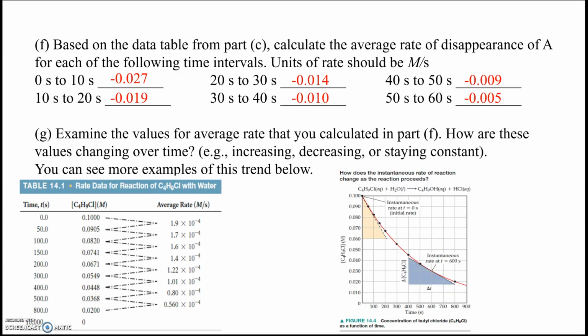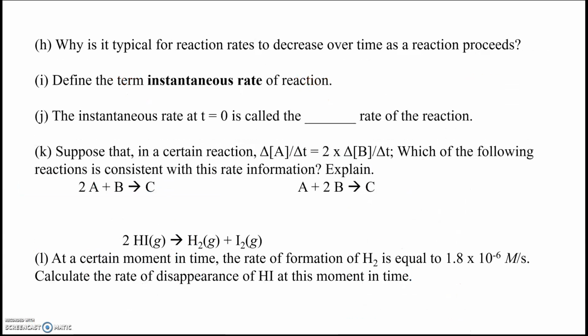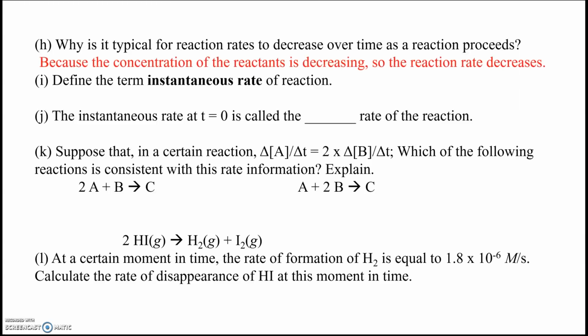All right? So we want to examine the values for average rates that we calculated in part F. How are they changing over time? Are they increasing, decreasing, or staying constant? You can clearly see that these are decreasing. All right? Now, H, why is it typical for reaction rates to decrease? Well, we've just discussed this. It's because the concentration of the reactants is decreasing, and that causes the rate to go down.